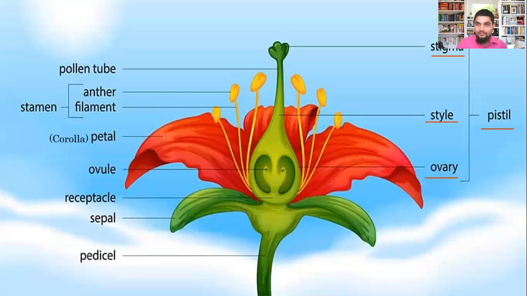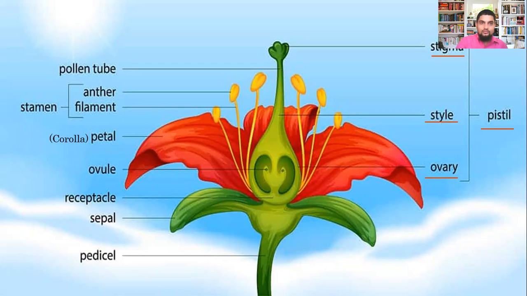The function of the stigma is to attract the pollen grain. The pollen grain will land on the stigma and it will form a pollen tube, which will carry the nuclei that are needed for fertilization to occur. The style will facilitate the movement of the pollen grain down into the ovary. And in the ovary, that's where you have the egg cells.